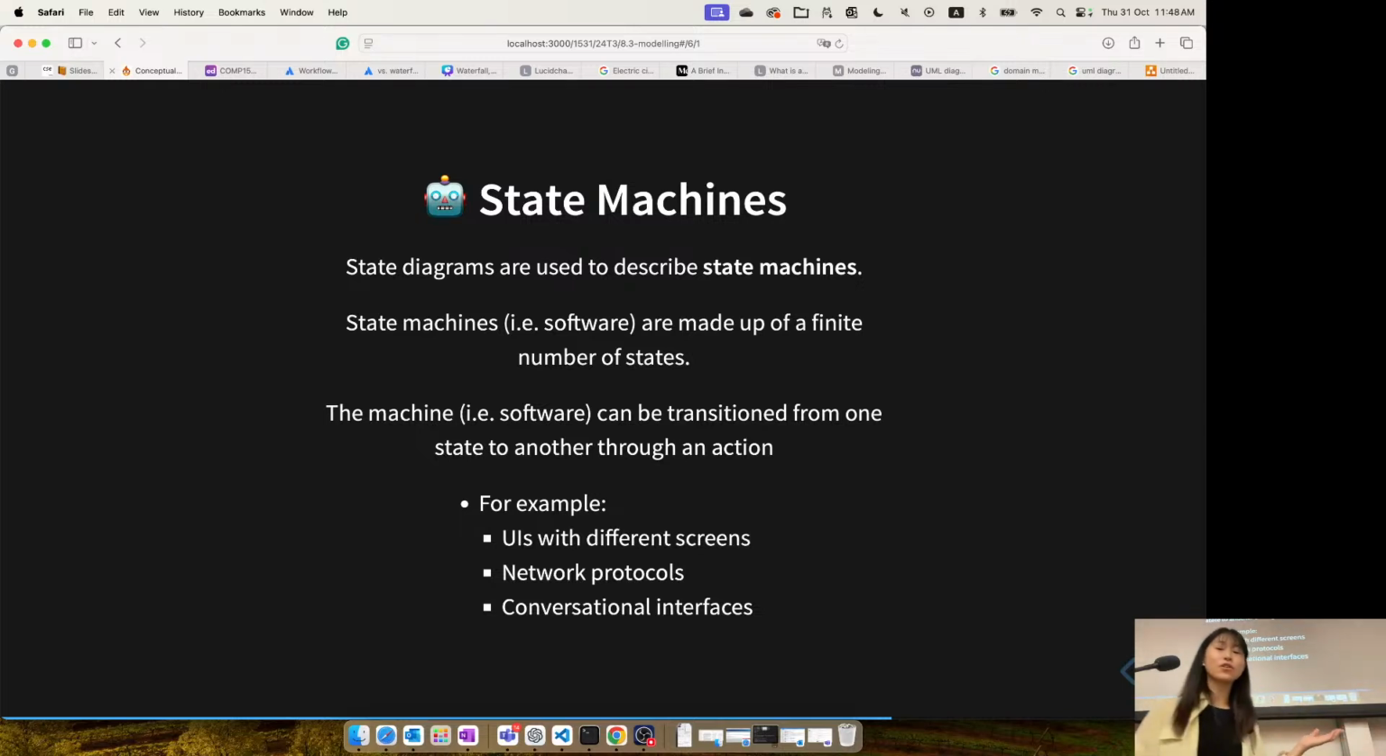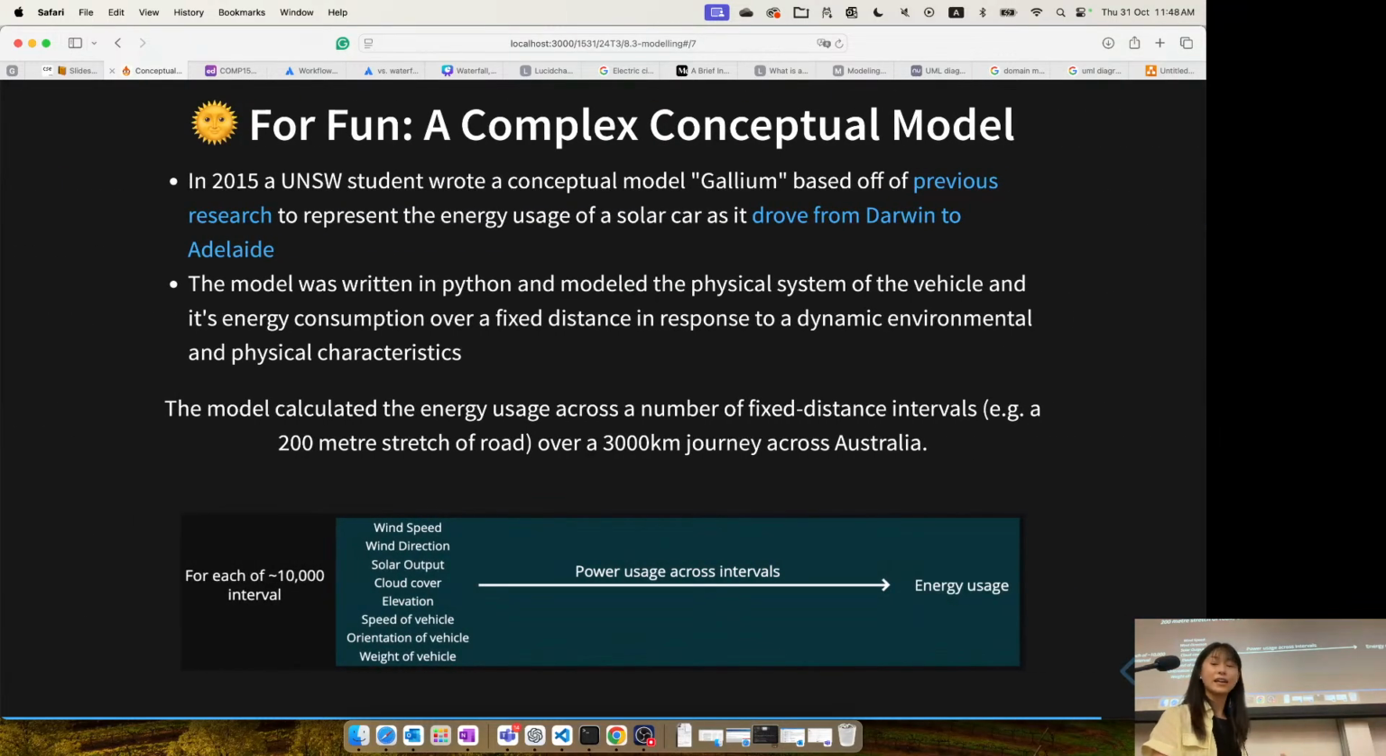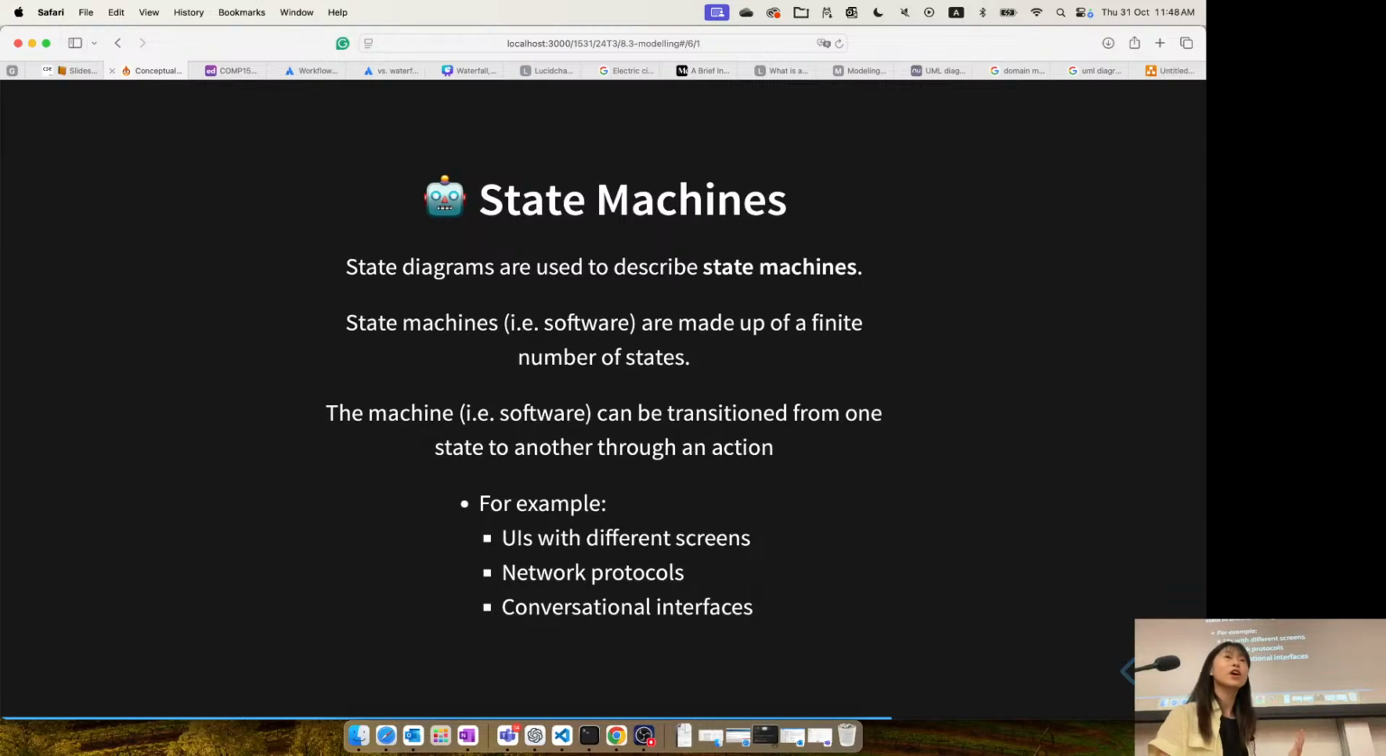Other examples of state machines may be UIs with different screens. So this is the current state of the slides. This is another state of the slide. And we can also go to other states of the slides. So UIs with different screens are state machines. Conversational interfaces are also state machines, which can transition between different states.